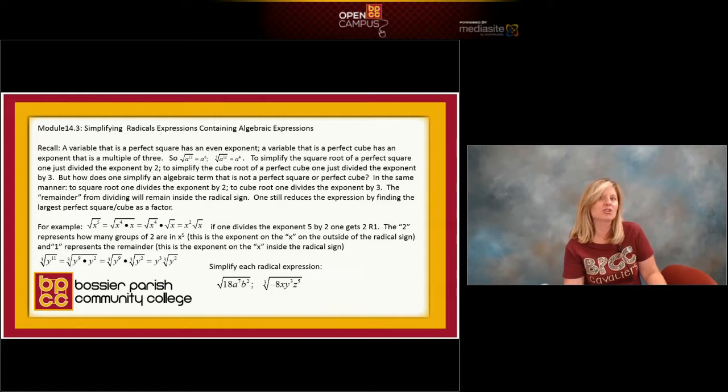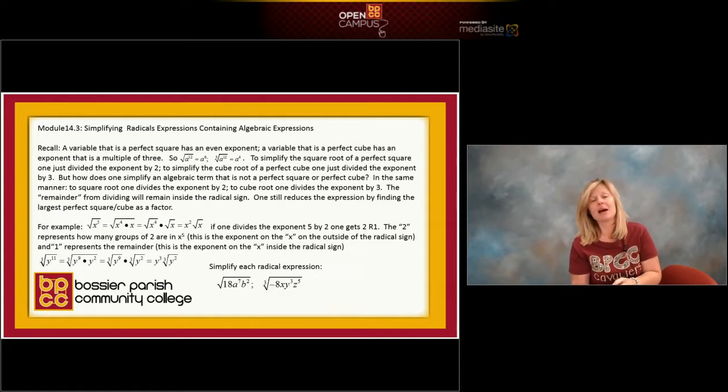Now we can square root it. The square root of x to the 4th is x squared. Can you square root the letter x? Well, no, because if you just have the letter x, it's understood to have an exponent of 1, and to square root, you need a group of 2. So we leave that x inside the radical sign. The square root of x to the 5th simplified is x squared times the square root of x.